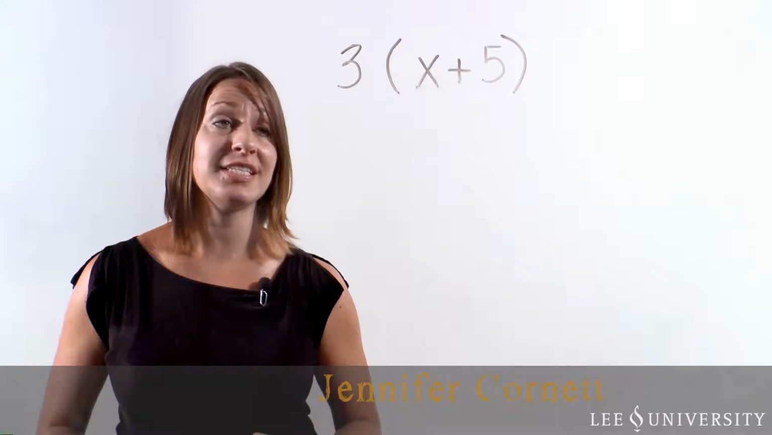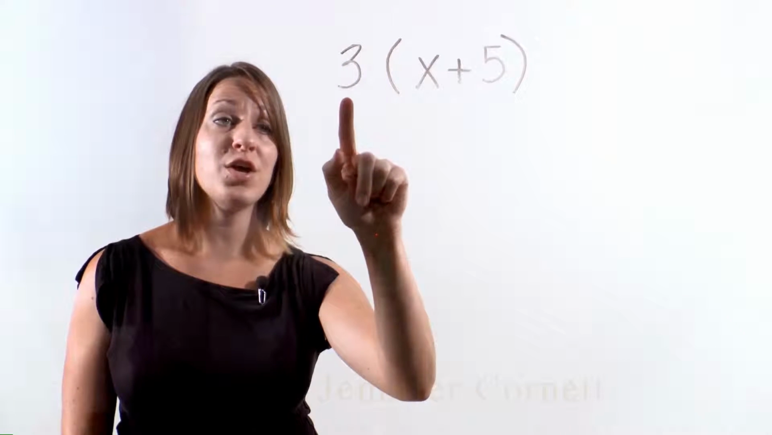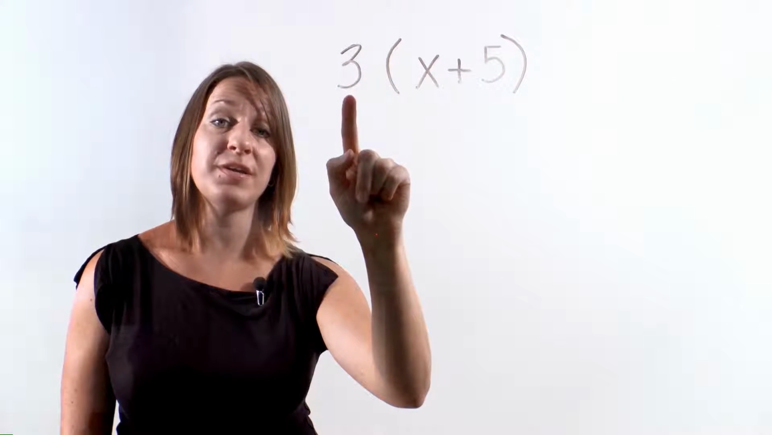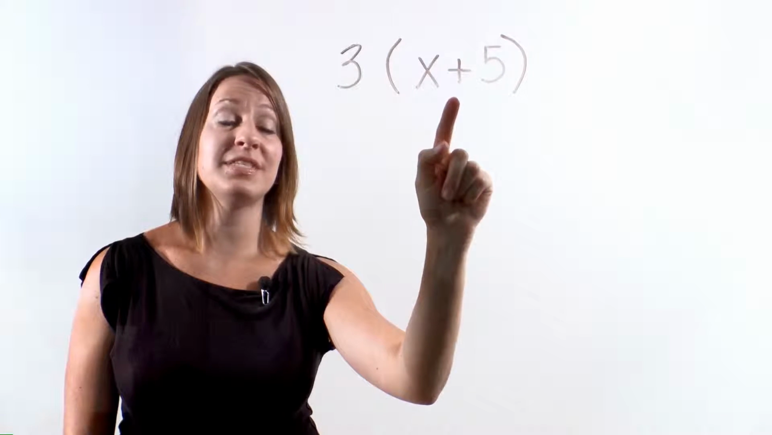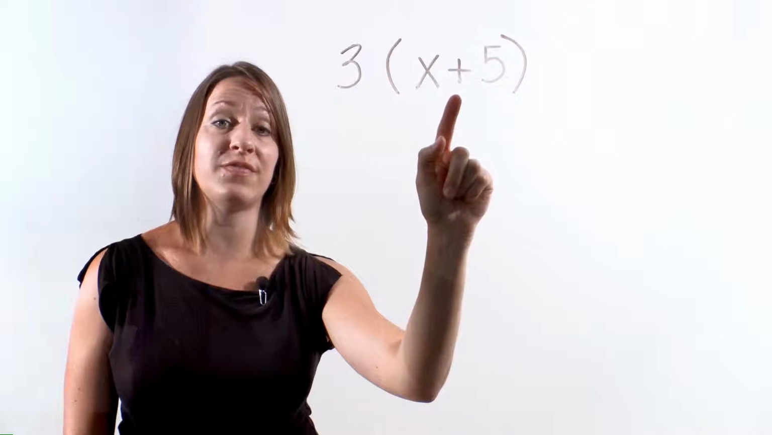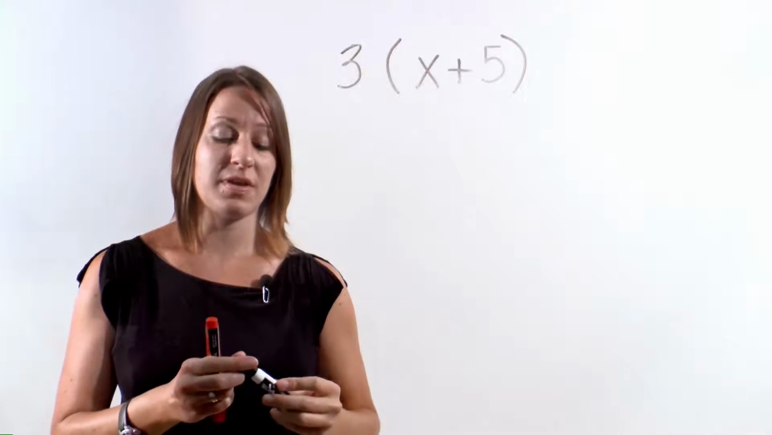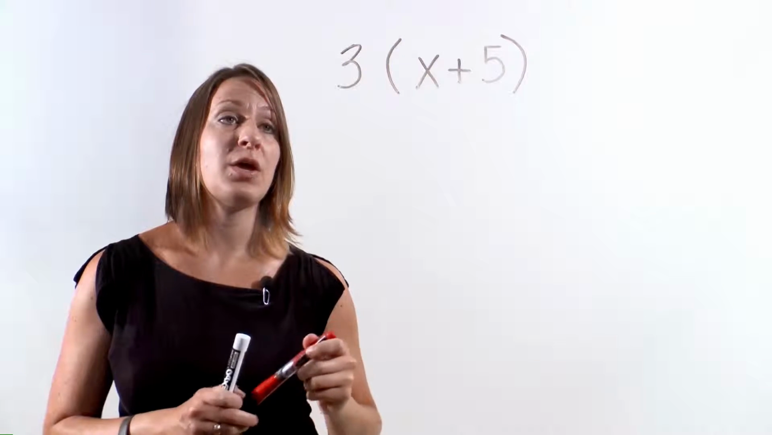Let's look at this first example. Our monomial in this example is a 3. We are going to multiply the 3 times this binomial x plus 5. I'm going to show you how to do it.